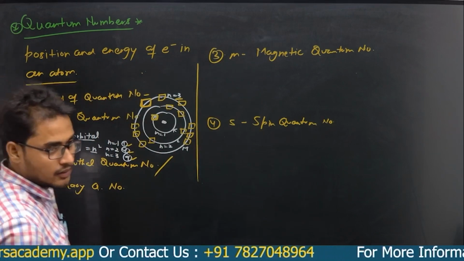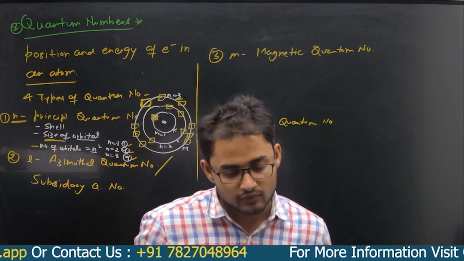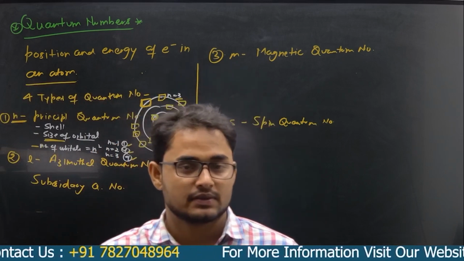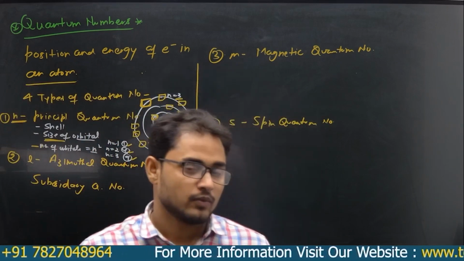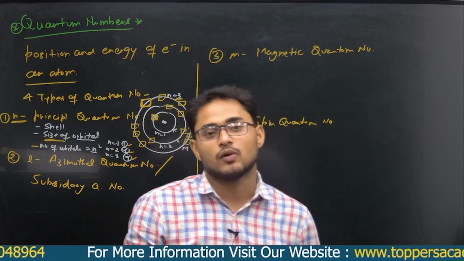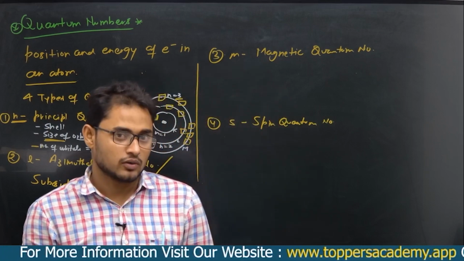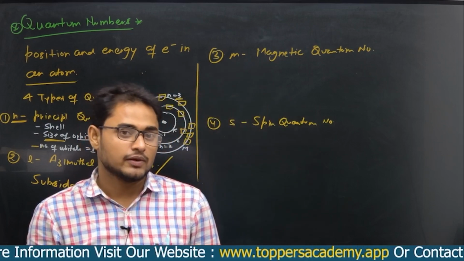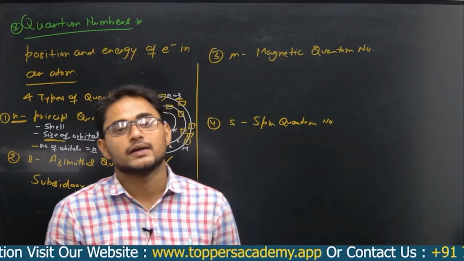What is an orbital? An orbital is the house of an electron. We can say that it is the space in an atom which has the maximum possibility of finding the electron. Generally, this probability is 90%.